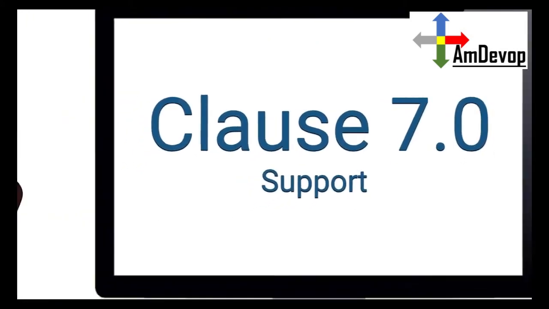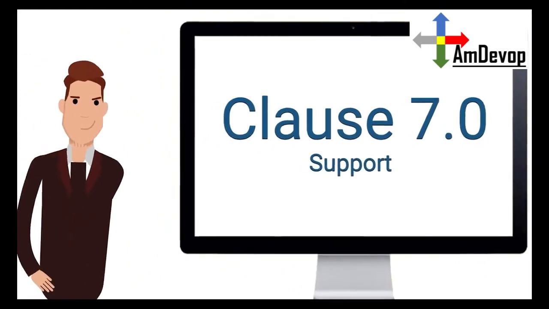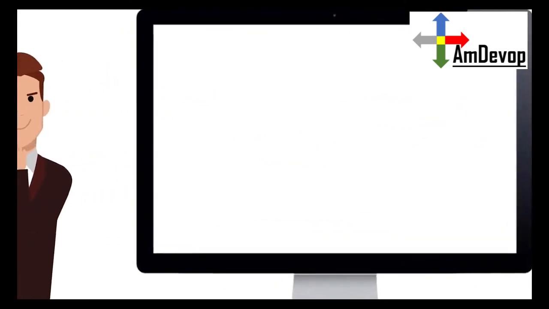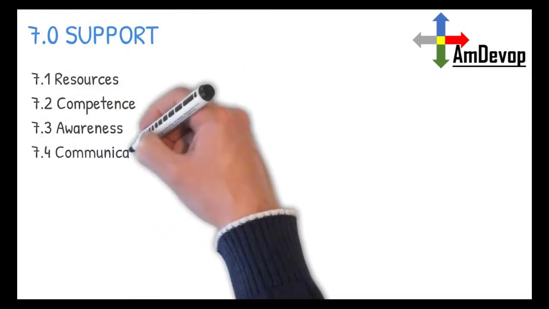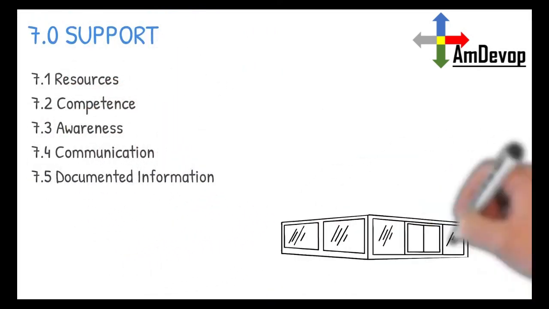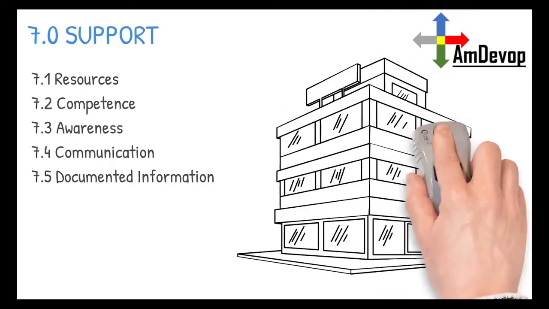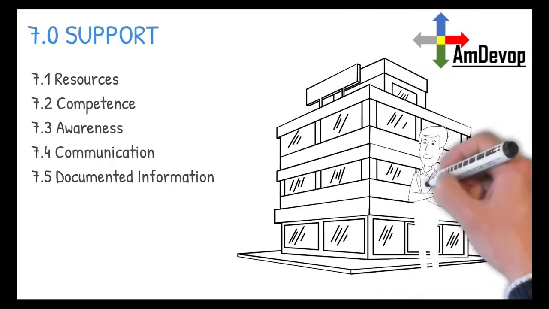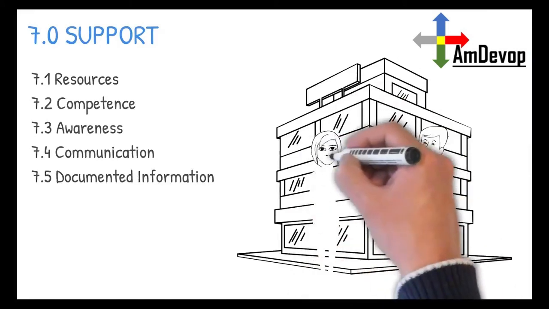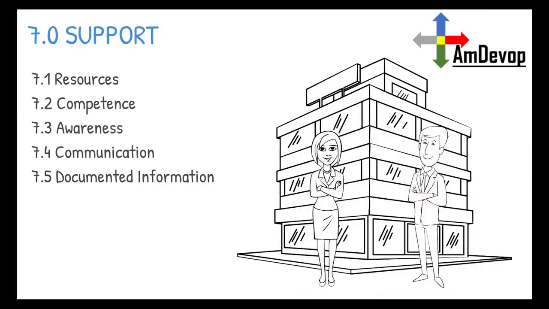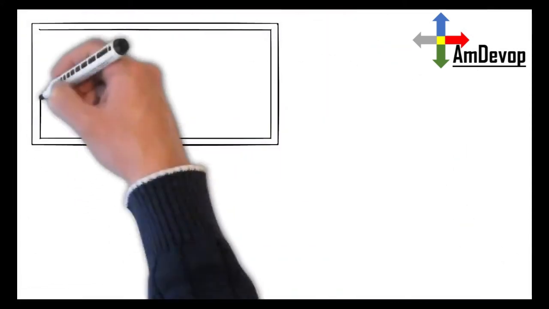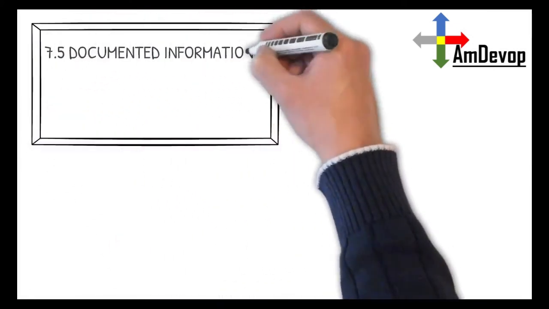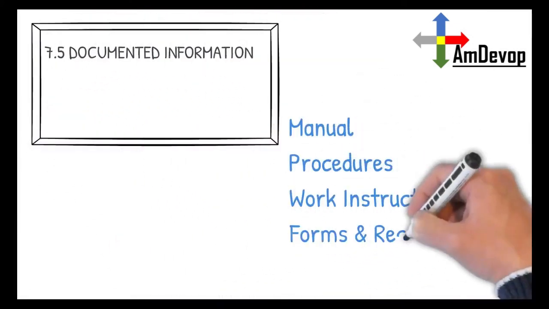Regardless of business size, without adequate support, the business will fail. ISO 9001 defines the following as critical support: resources, competence, awareness, communication and documented information. Resources include competent and motivated people, adequate infrastructure and work environment for the efficient operation of the process. The use of resources can also be monitored and measured. Part of support is documented information, which is composed of a quality manual, procedures, work instructions, forms and records.